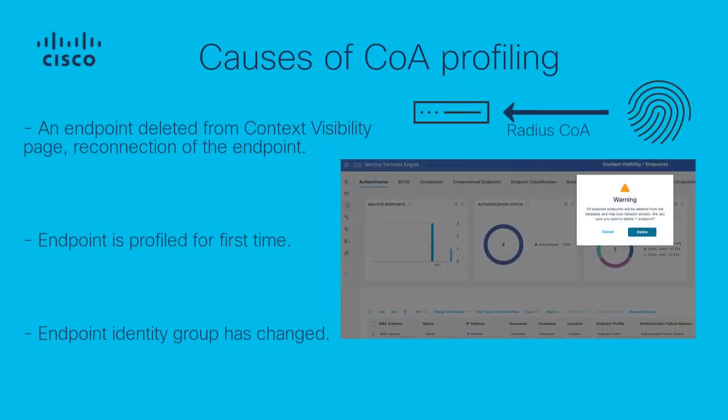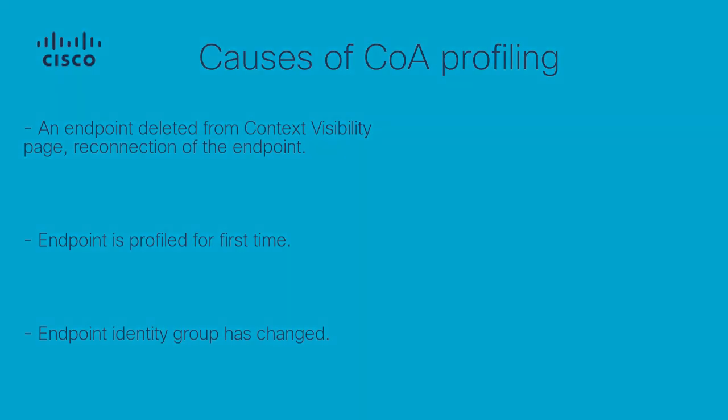The profiler process issues the CoA in the following scenarios. An endpoint is deleted. This happens when an endpoint is deleted from the Context Visibility endpoints page and the endpoint is disconnected or removed from the network. An endpoint is being profiled for the first time. An endpoint identity group has changed.